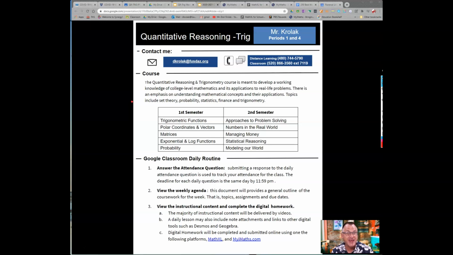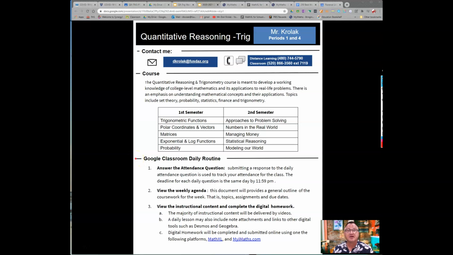You hear about flattening the curve. We're talking about taking a logistic curve and flattening it. Probability and statistics. Second semester, then, we get into the quantitative reasoning part of the course, and those topics are approaches to problem solving, numbers in the real world, managing money, statistical reasoning and applying it, and then the most powerful part of mathematics is using it to model a situation.